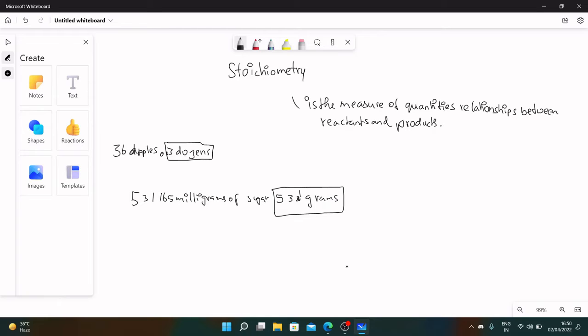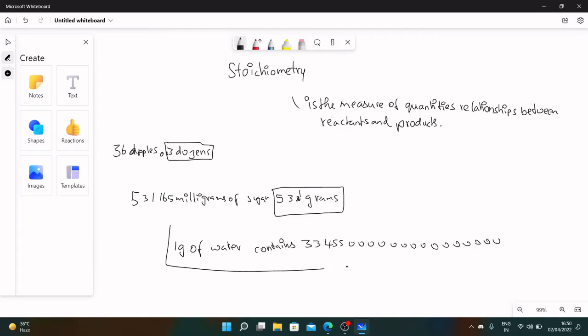We all know that atoms are incredibly small. Because they're really small, we never take 1 or 2 or even 1,000 atoms in a reaction. It's still a really small quantity. To get an idea of how small atoms are, we'll find out how many molecules of water are present in 1 gram. 1 gram of water contains and many more zeros of molecules of water. I think we've got an idea now.